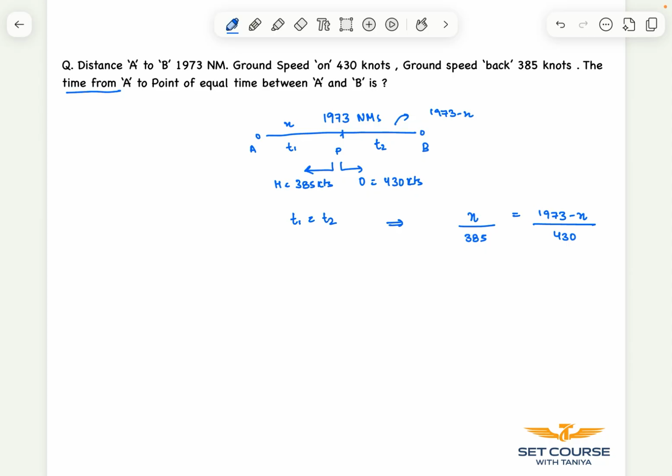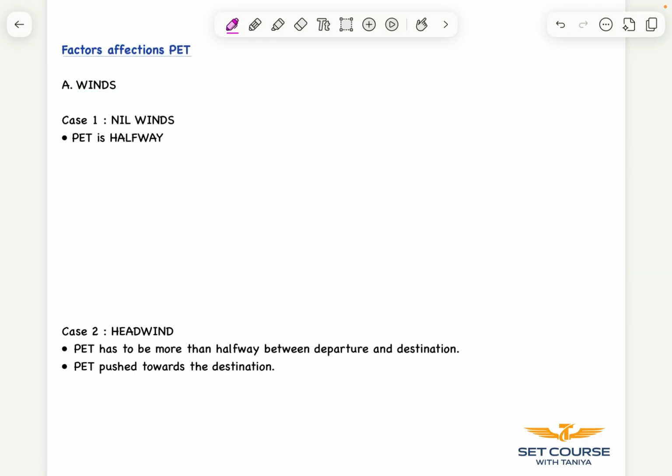Cross multiplying, we get the final value of x as 932 nautical miles. Now our time to reach would be x, 932, divided by 385, which comes out to around 145 minutes. Now our point of equal time is affected by various factors.